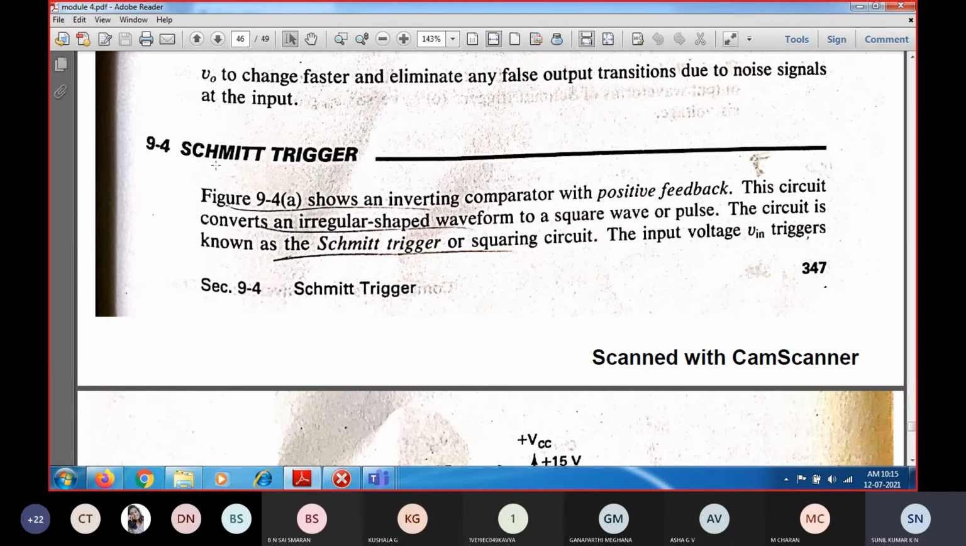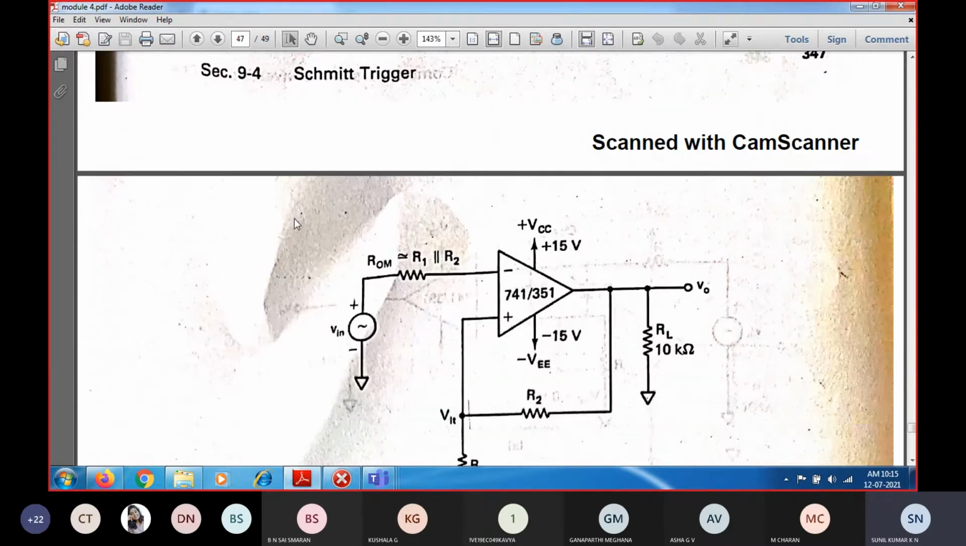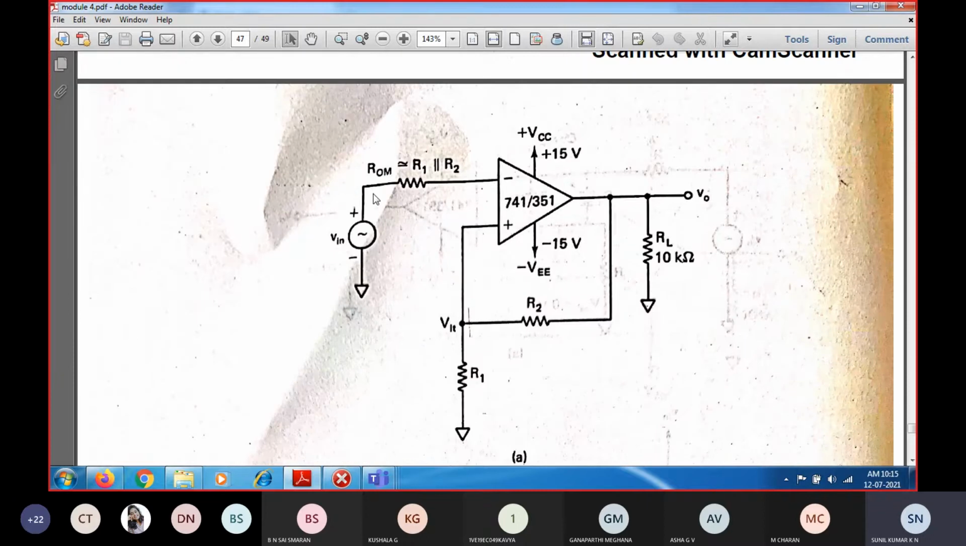And we have started with the Schmitt trigger. Schmitt trigger is a special case of zero crossing detector. The importance of this Schmitt trigger is that you can vary the duty cycle. The circuit for the Schmitt trigger is represented over here. We will have an operational amplifier and the circuit.